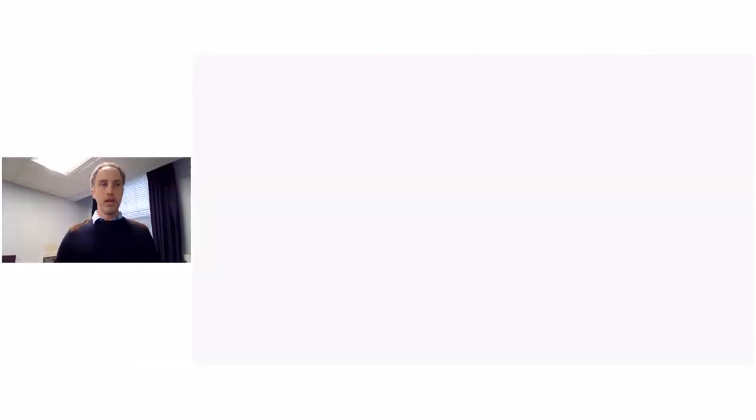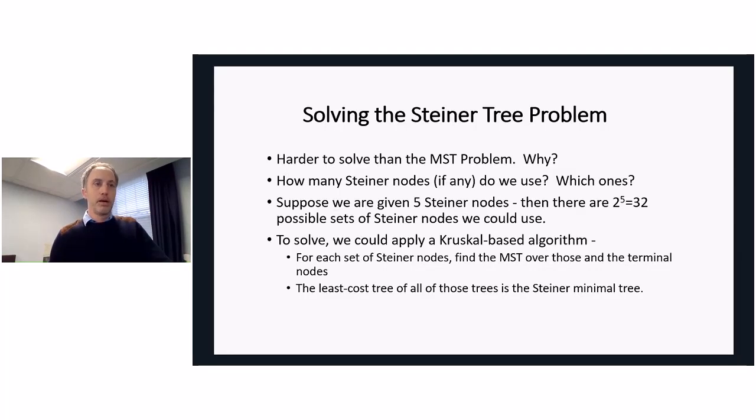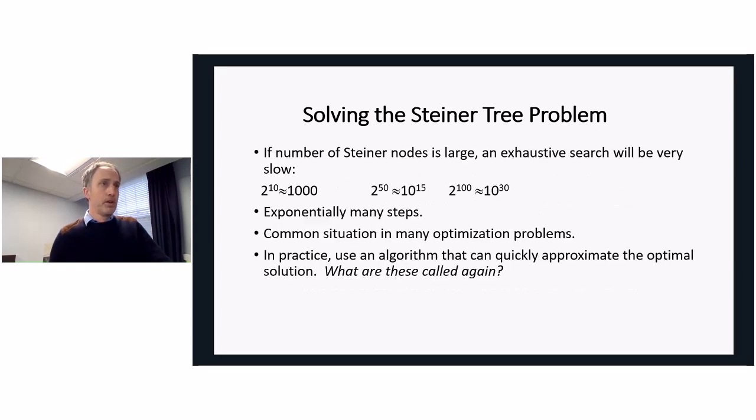Anyway, you have all these various choices. And so searching through all of them, if they're small, is no problem. But if you have a lot of Steiner nodes, then it's a problem. Okay, I think I got the screen back up. Hopefully you guys can see that.